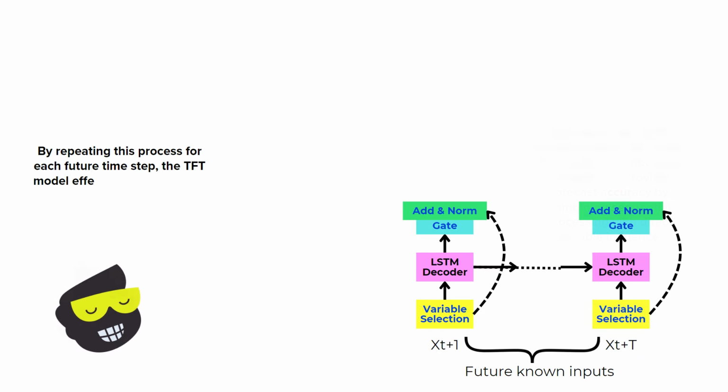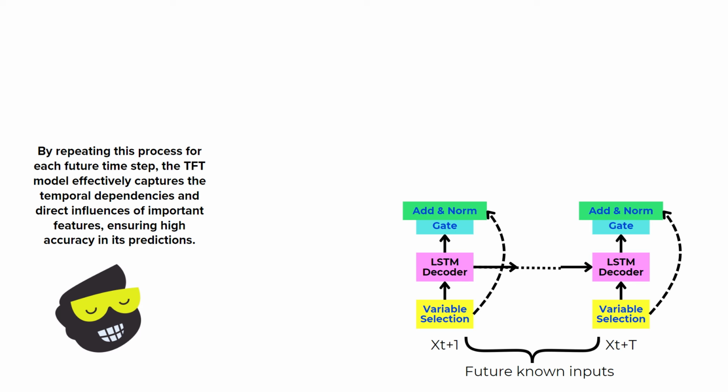This process is repeated for each subsequent time step: x_{t+1}, t+2, t+3, etc., up to t plus tau. The variable selection, LSTM decoder, and add and norm gate work together to ensure that the model continuously adapts and makes accurate predictions by leveraging both past and known future inputs. Moreover, please note that we are still talking about future known inputs, which are inputs that we know will repeat over time, again, day of the week, holidays, etc.